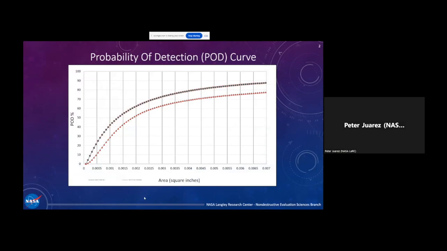We were going to try to do something called model assisted POD, which I won't get into here, but we can talk about it afterwards. But there were some problems with the data that we got from them. Specifically, if you look at the bottom axis of this curve, it's the square inch area of the defect. It was a crack-like defect.